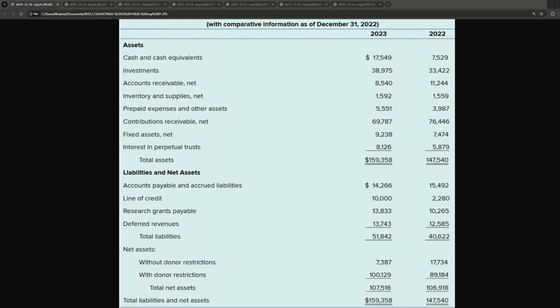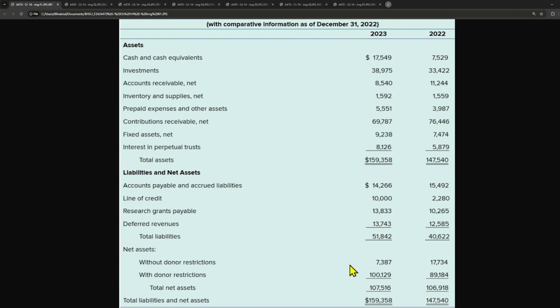On your normal balance sheet, you have assets equals liabilities plus equity. On a not-for-profit, remember, we don't have the equity section. So what do we have? We have assets, we have liabilities, and then we have net assets. So our new equation is assets minus liabilities equal net assets. You can see here, total assets was 159, total liabilities was 51, and so total net assets was 107.